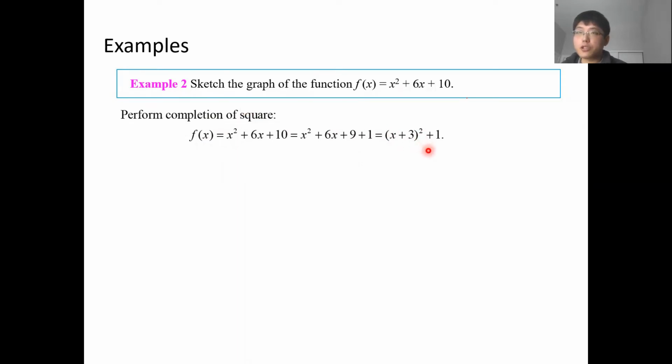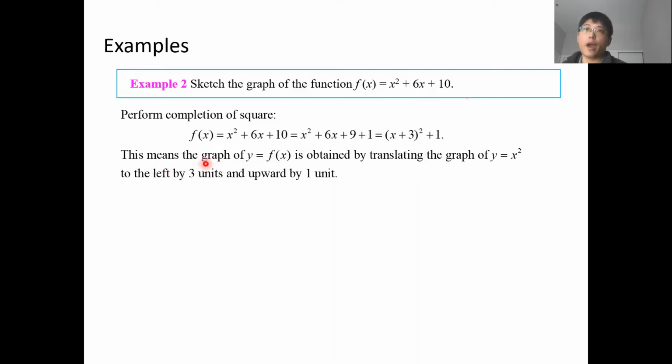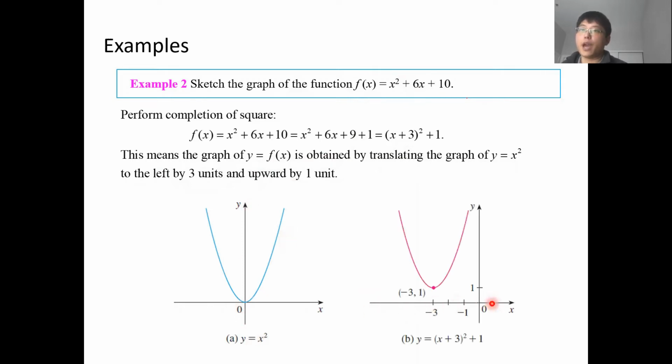So once you have obtained this, it's pretty clear that the graph of your function is obtained by translating the graph of y equals x squared first to the left by 3 units, because this is plus 3, and then after that you shift it upward by 1 unit. So that way you will obtain the graph for your function. So basically you start from y equals x squared, you shift it left by 3 and up by 1, and that way you will get the graph for this function over here. Okay, so this is example 2 with the polynomial function.